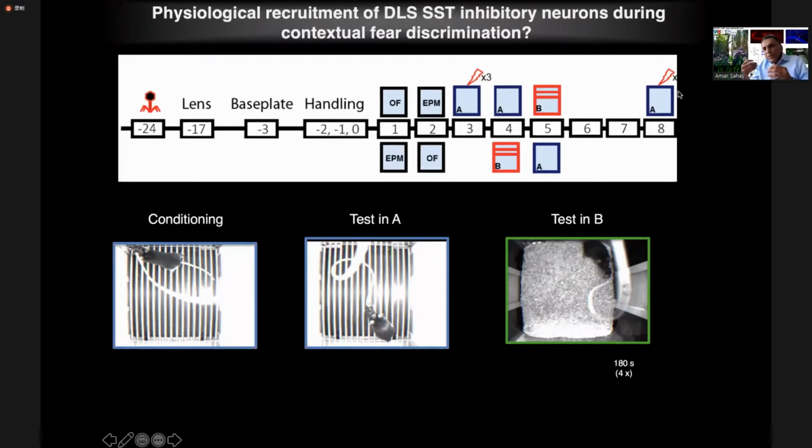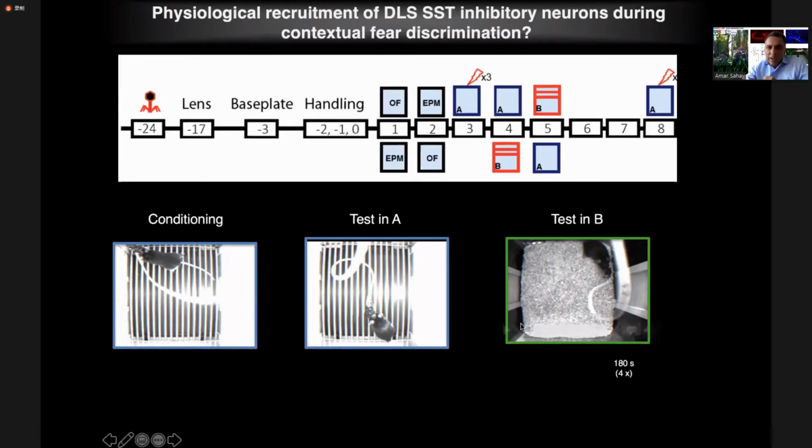A few days later, Antoine then returned these animals to context A, where they received mild foot shocks. And the reason we did this was to determine if the allocation of somatostatin cells during contextual fear conditioning was stochastic, or whether there might be a specific population of neurons that are preferentially recruited in contextual fear conditioning. And this will become apparent in the next few slides.